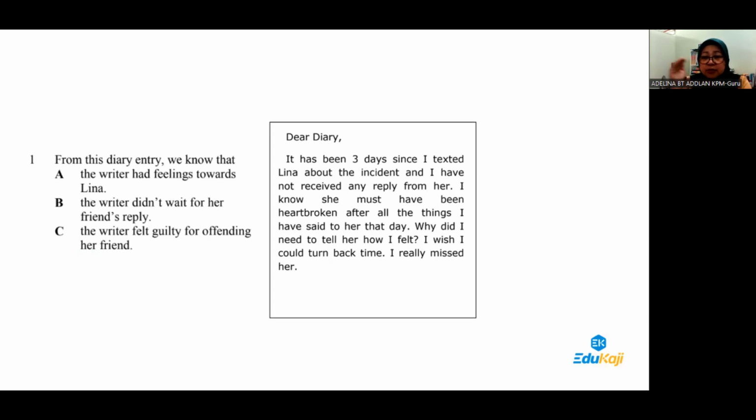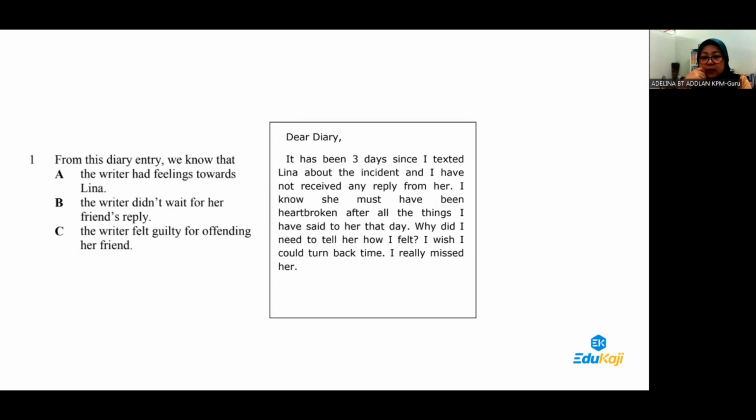Meaning that this particular writer is having a friendship problem with probably a good friend, because it mentions heartbroken. You're talking about, I wish I could turn back time. There's a regretfulness in the statement, and then suddenly you have the last line, I really missed her. So there must have been an argument between these 2 people.